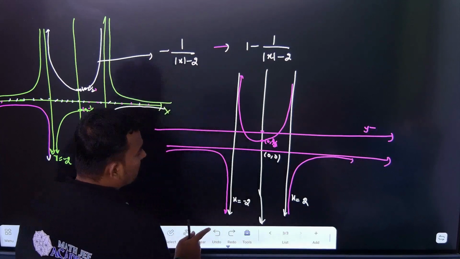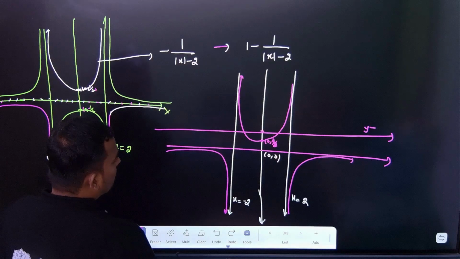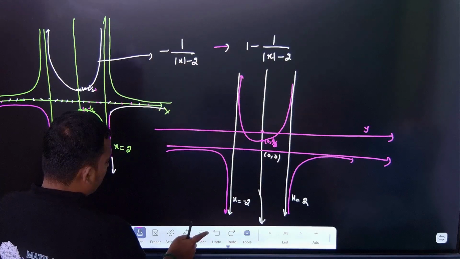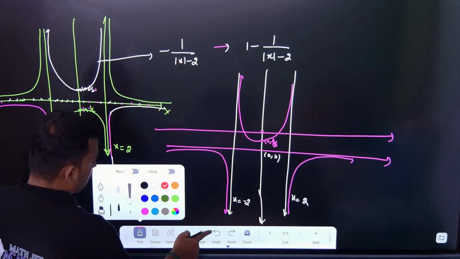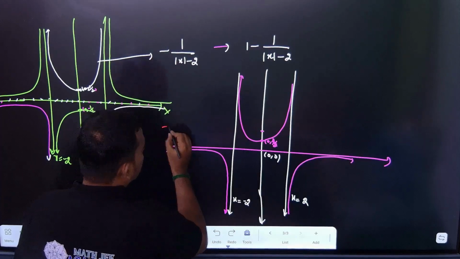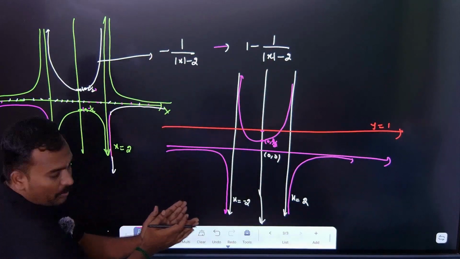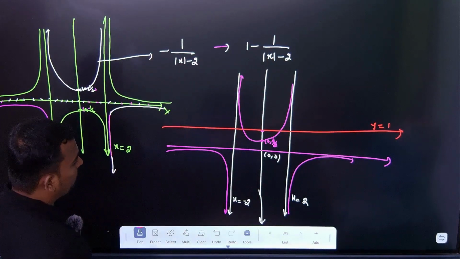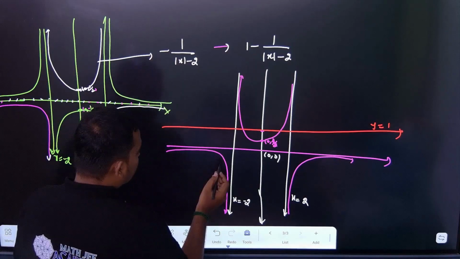Let me take another color. Y is equal to 1. Which color can we take? Y is equal to 1, you can draw. Whatever the pink color graph is there, you have to shift it up 1 unit. It will not exceed 1, right? It will not cross 1.